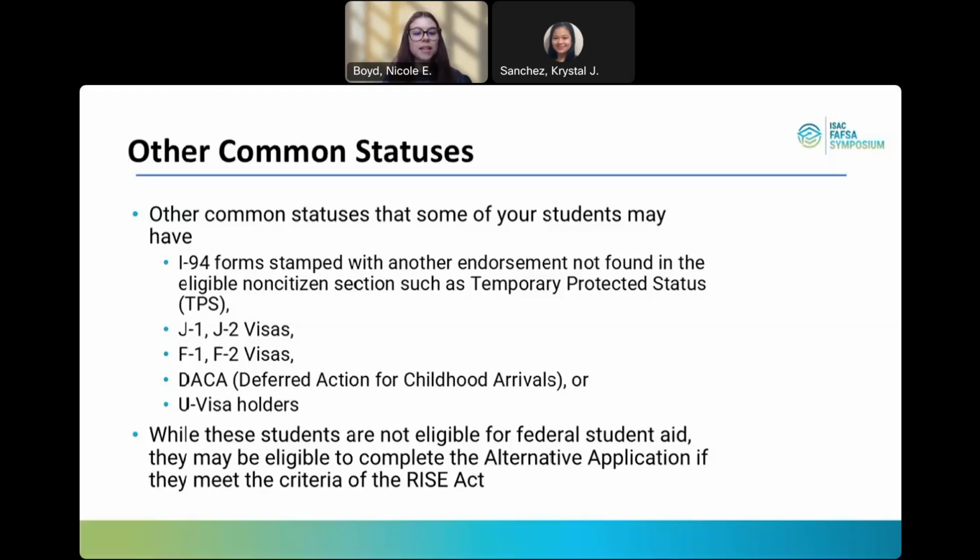While these students may not be eligible for federal student aid, they may still be eligible to complete the alternative application if they meet the criteria of the RISE Act that we covered previously.